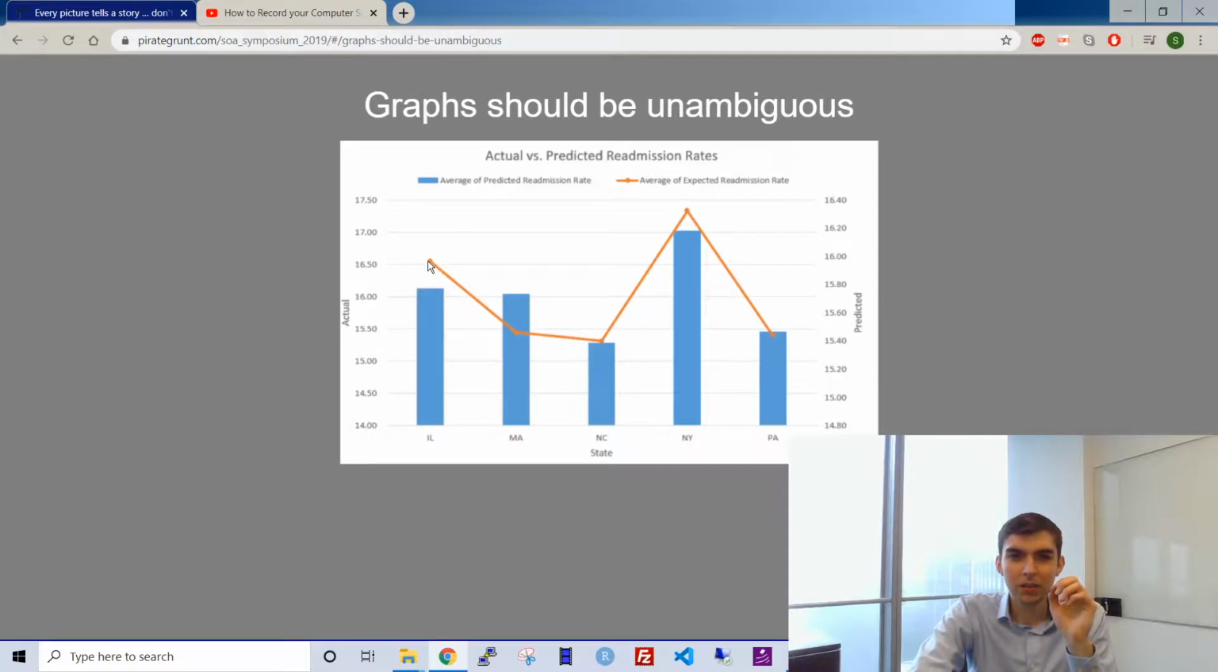But which of these axes is actual and which of these axes is predicted? I can see, orange is average of expected, and blue is average of predicted, but they both have the same range from 14 to 17, from 14 to 16. So there's actually no way to tell, right? This graph is uninvertible. There's no way to go from the table of information to the graph, which is a problem.